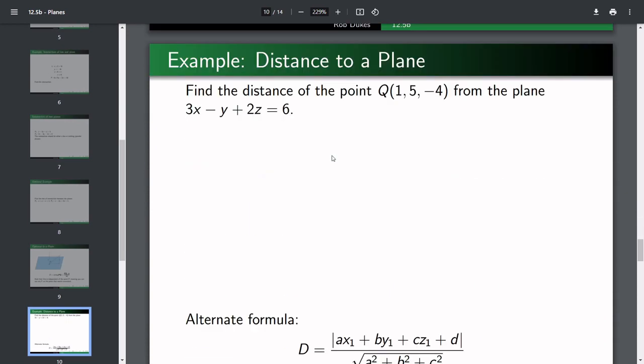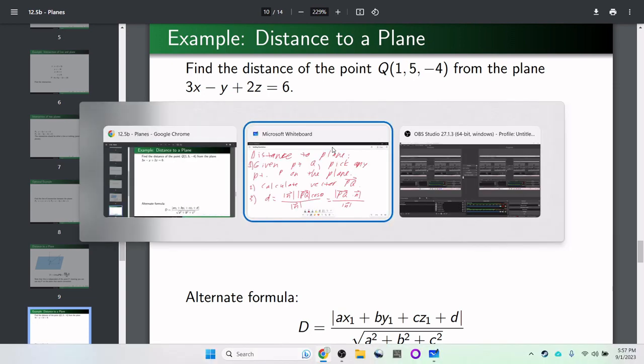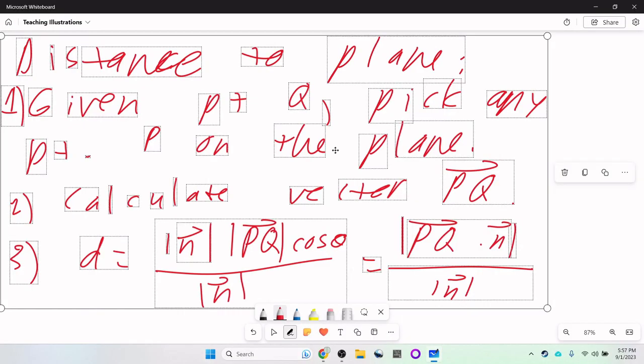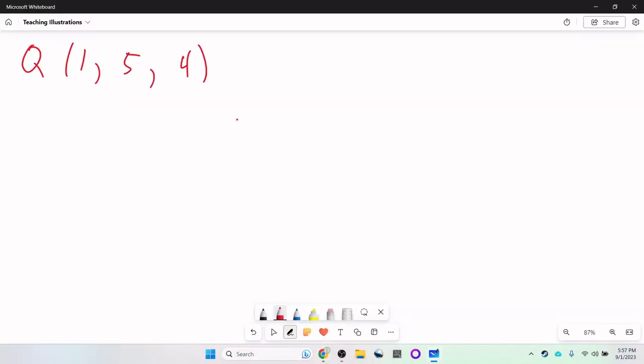So let's do an example here. Find the distance of the point Q equals 1, 5, negative 4 from the plane 3x minus y plus 2z equals 6. Well, we have one point. They gave us a point. And the plane was 3x minus y plus 2z equals 6.